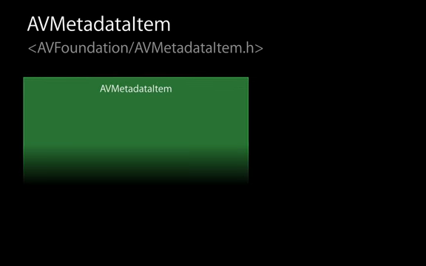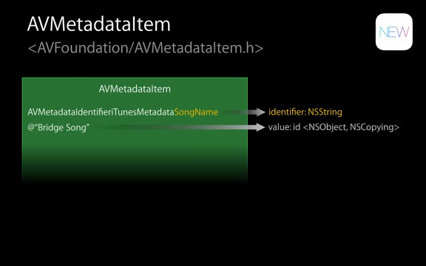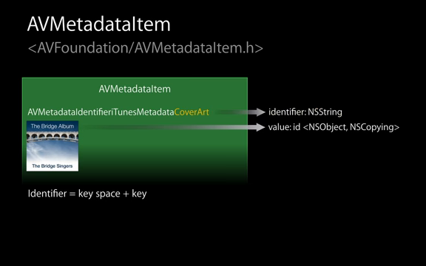So a closer look at AVMetadataItem. At its core, it has two properties. The first is identifier, which is actually a new property, and that is going to describe the kind of metadata that you have. In this example, we have the song name, and it's represented by this long symbol name, AVMetadataIdentifieriTunesMetadataSongName. And then you have the value, which is the actual payload of the metadata item. For song name, it's the name of the song as a string. As an example for cover art, you can see that the value doesn't have to be a string. It can be an image or any other object that supports both the NSObject and NSCopying protocols.